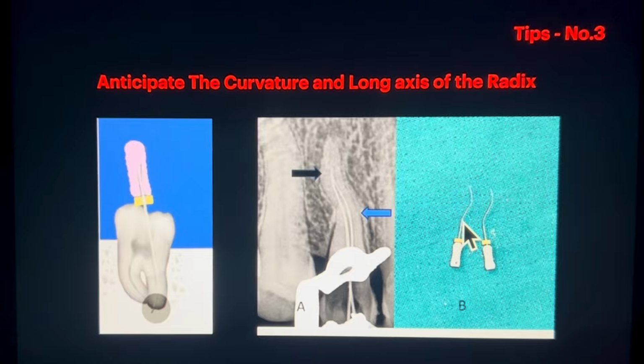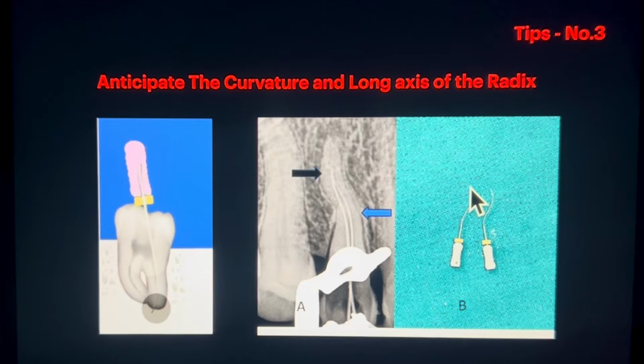That means when you remove the initial negotiation file after reaching the apex, if you see the working part of the file, it will give you valuable information regarding the curvatures present in the canal. So in this way you can anticipate the curvature of the radix, that is your distolingual root.